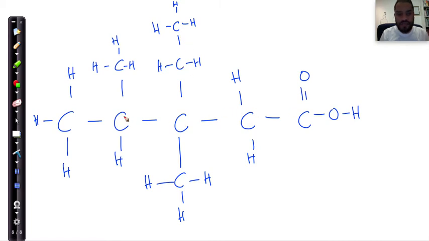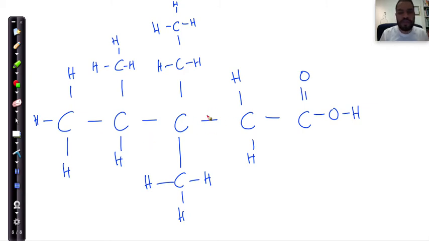1, 2, 3, 4, 5. That could be my longest chain. 1, 2, 3, 4, 5. That could also be my longest chain. So definitely the longest chain contains 5 carbons, because this one contains 5, that one over there contains 5, and also the one straight across contains 5.